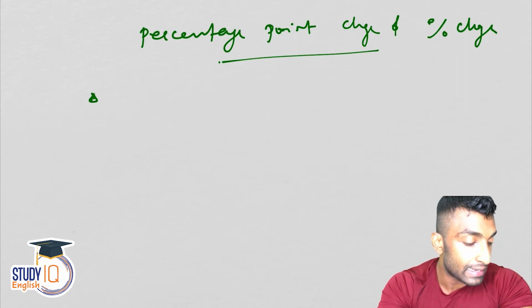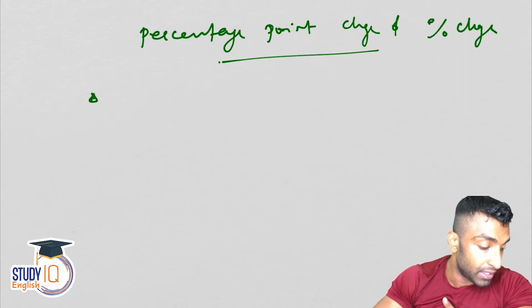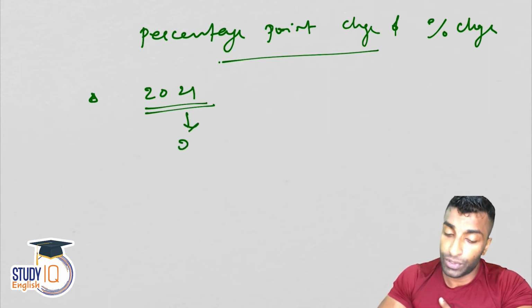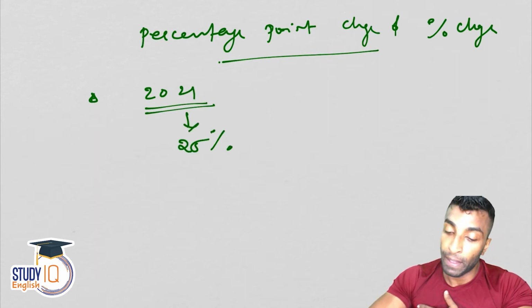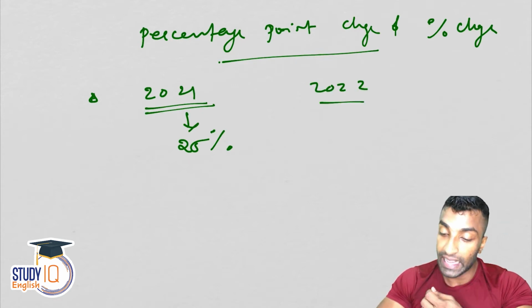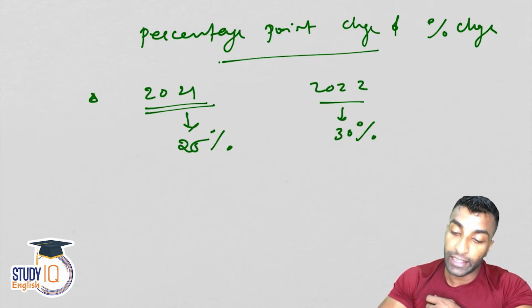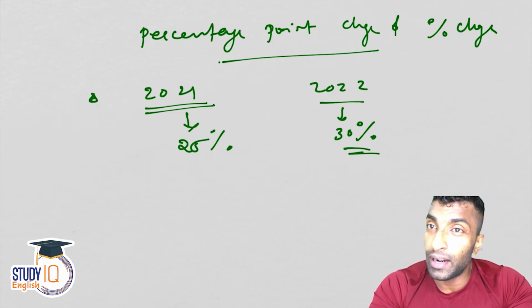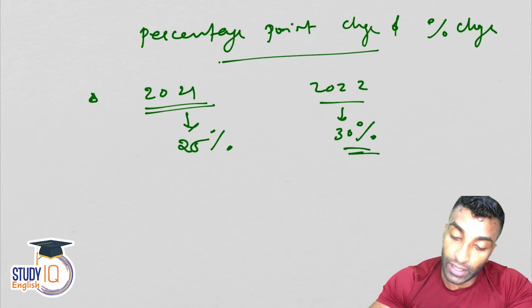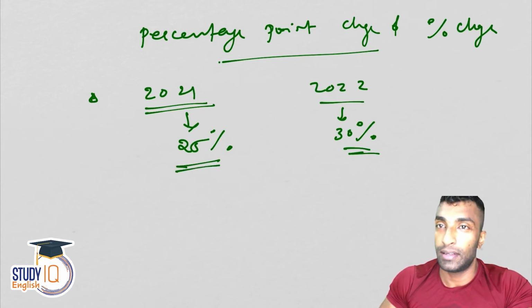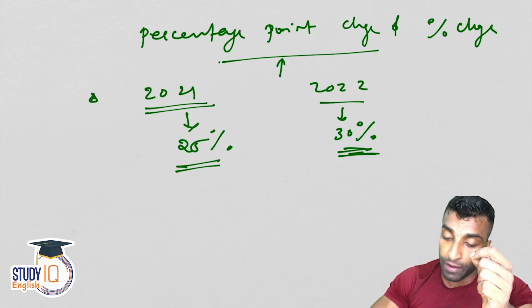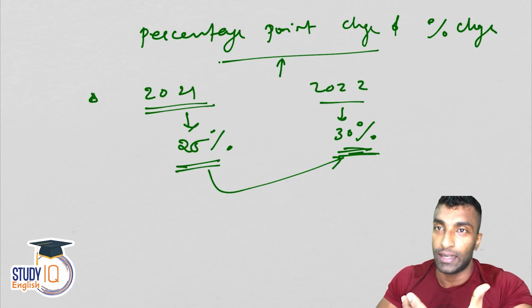The savings rate as a percentage of GDP was 25% the first year. Let's say in 2021, savings is 25% of GDP, and in 2022, savings is 30% of GDP. Here you need to understand that a percentage is given here, and here also a percentage is given. Now, when I ask you what is the percentage point change from 25 to 30, what is the difference?